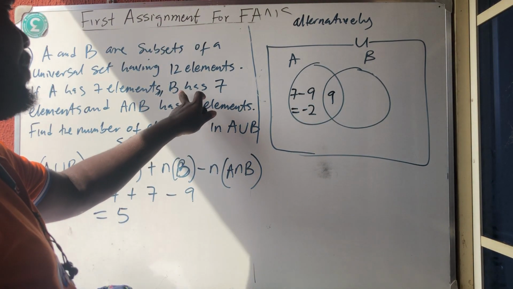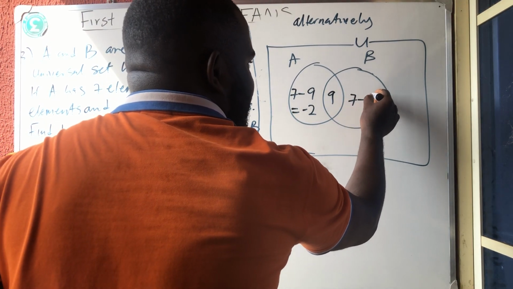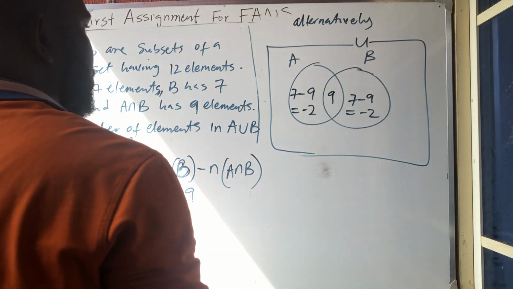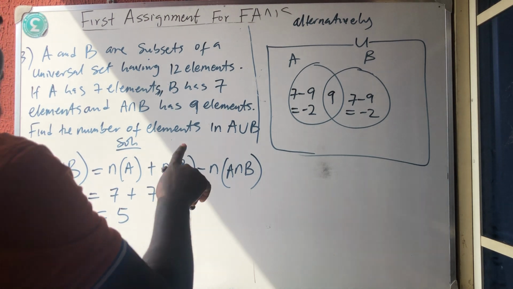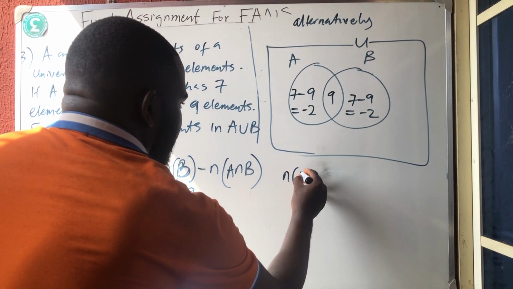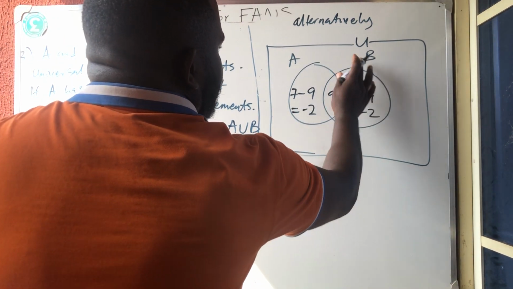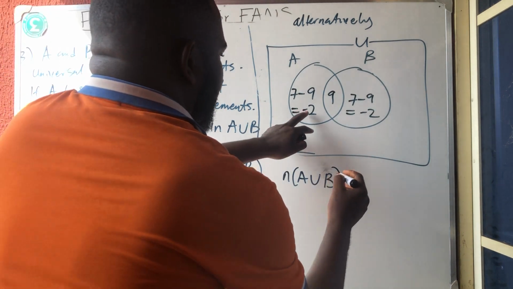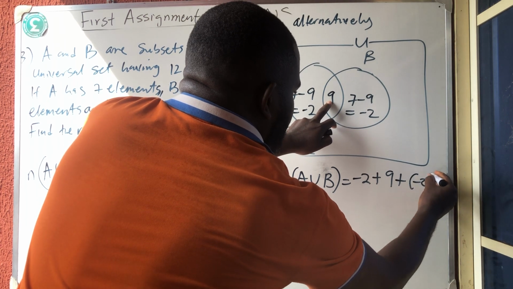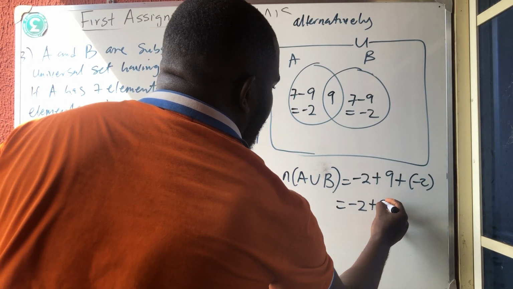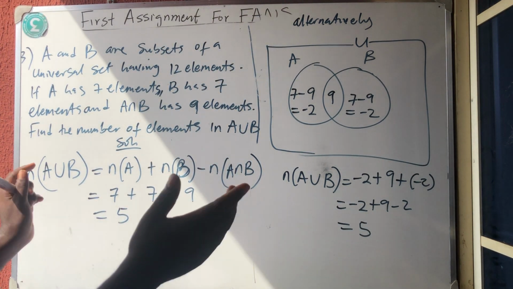Now, they equally say that B has 7 elements. So to get B only, it is 7 elements minus 9, which is equal to minus 2. So what else are they saying? Then we should find the number of A union B. For you to find the number of A union B, it means uniting everything in the circles of A and B together, which is minus 2 plus 9 plus minus 2. That gives minus 2 plus 9 minus 2, which is 5. The same answer here. You see that? The same answer.